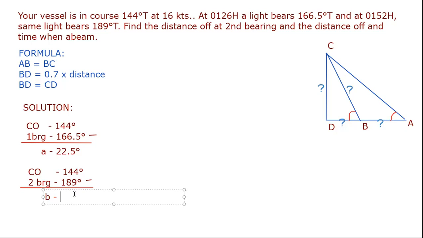Okay, so sa angle B, anong sagot natin nung nakita natin? 45 degrees. 189 minus 144 is 45 degrees. Tama ba? Yes. Okay, so nakuha na natin ang value ng ating angle A, which is 22.5 degrees. And this one is 45 degrees.